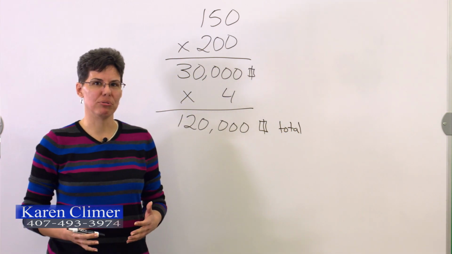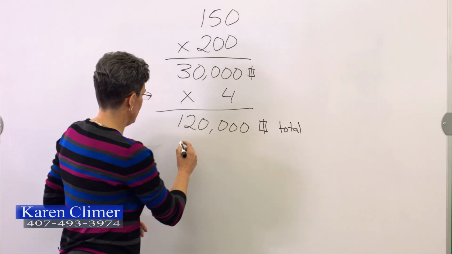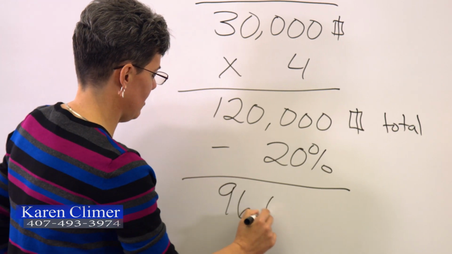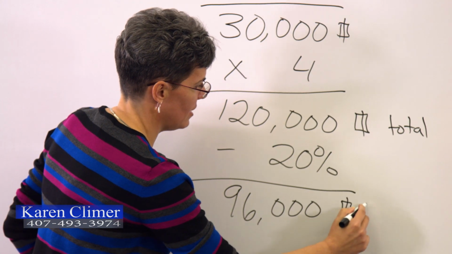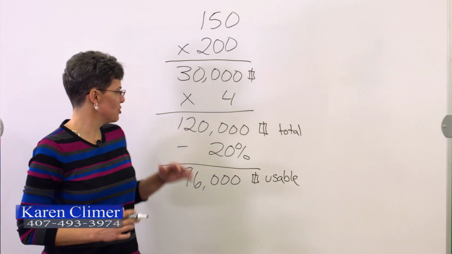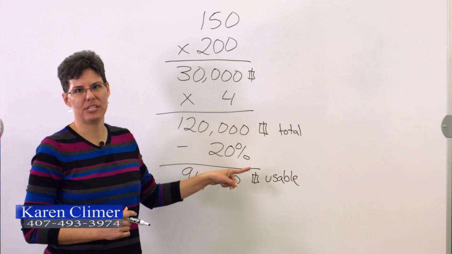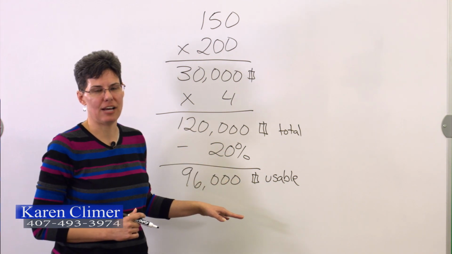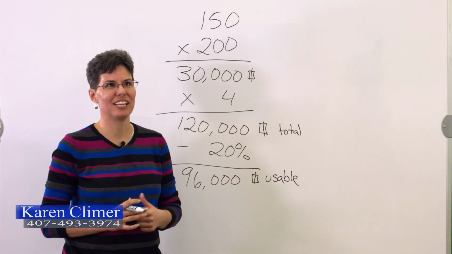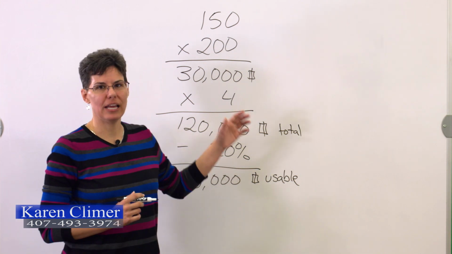Now we're going to lose 20% to common areas. This is hallways, elevators, things like that. So minus 20%, that gives us 96,000 square feet of usable space. Now the way I do that is I just put in my calculator 120,000 minus 20% sign, and I get 96,000.